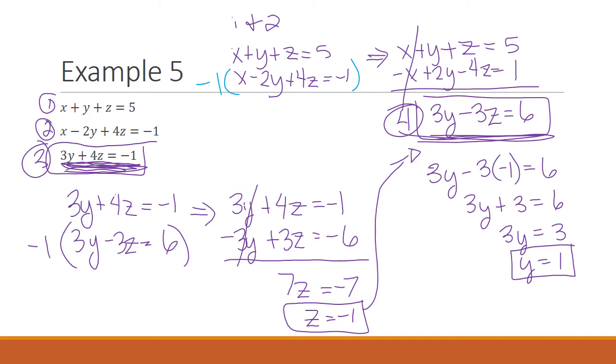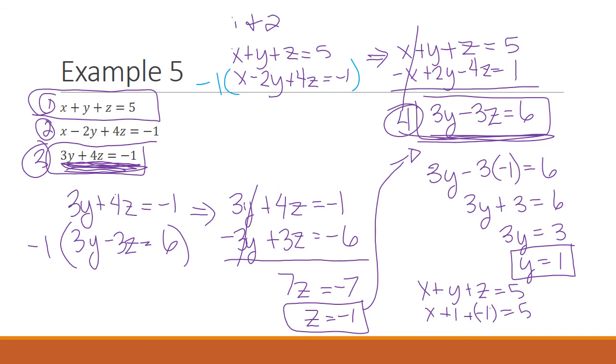Now that I have two pieces, I can go back to my original equations and find the missing one. So x plus y plus z equals 5. I'm looking for x. I know y is 1 and z is -1.